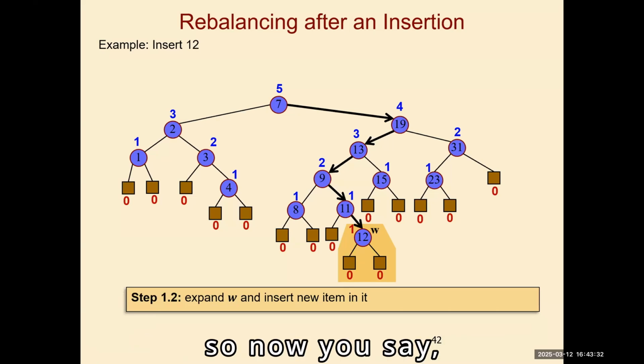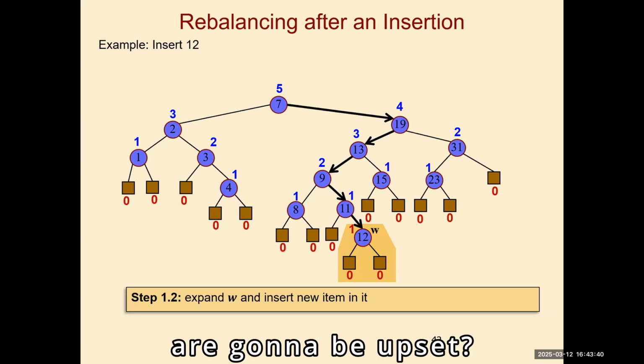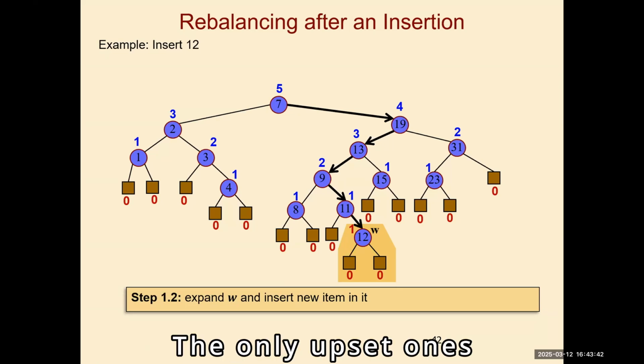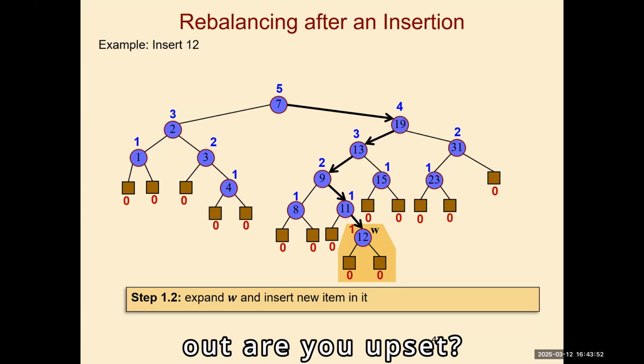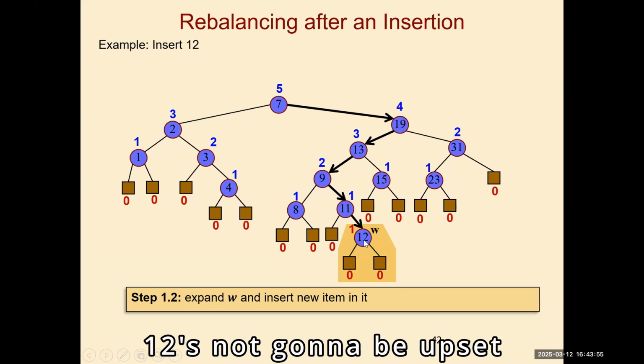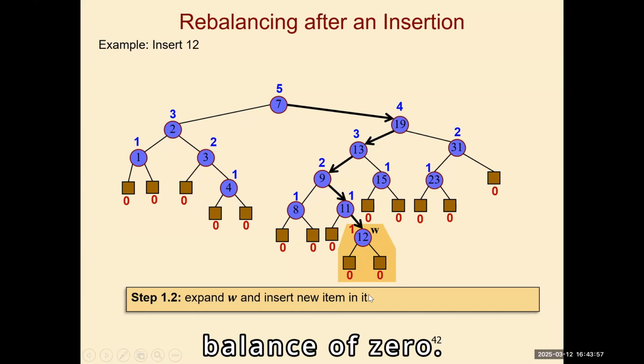Good. So now you say, is it still an AVL tree, right? And which nodes are going to be upset? The only upset ones are going to be the path from the root, right? And so you start at the bottom and find out, are you upset, right? 12's not going to be upset because it has a balance of 0. 11, well, it's not upset, right?